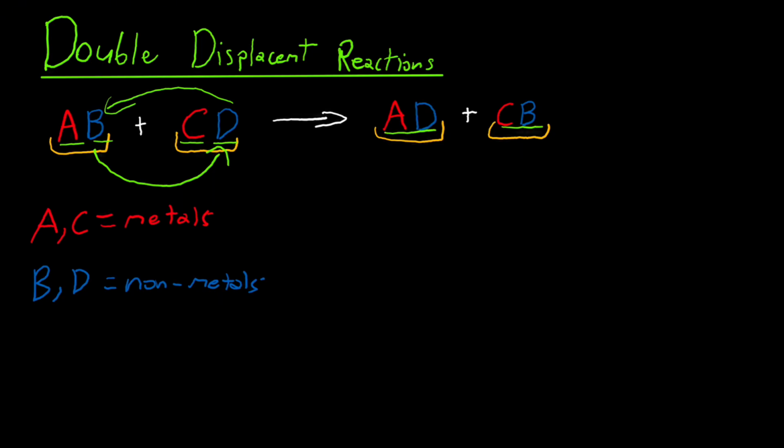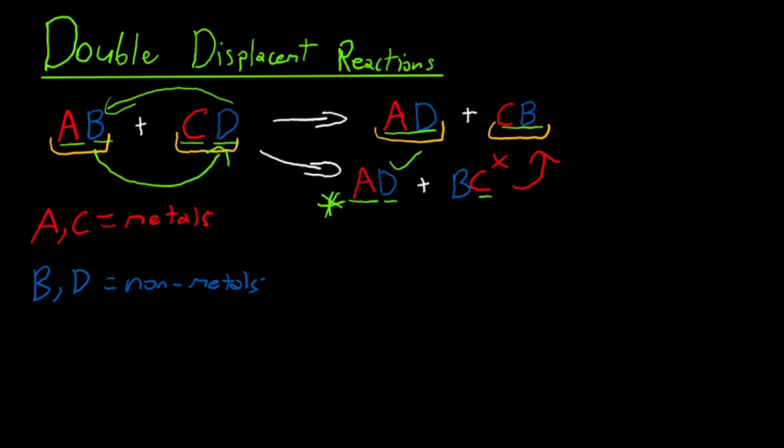A mistake that a lot of people make is that they write AB plus CD turns into AD plus BC. The AD is right, seeing as it shows the metal and then the nonmetal. The metal always goes first, while compound BC is written wrong and it should be written like CB, because in this scenario, element C is a metal, element B is a nonmetal, and metals must always go before nonmetals. Let's look at an example.